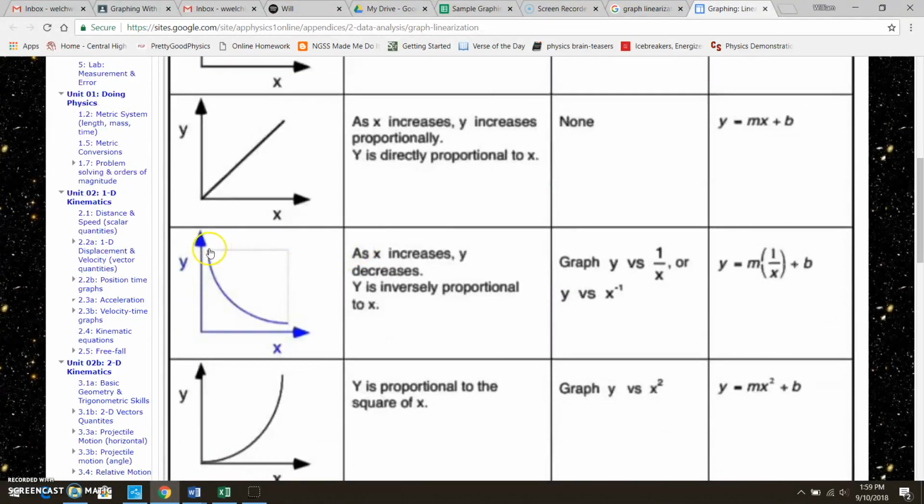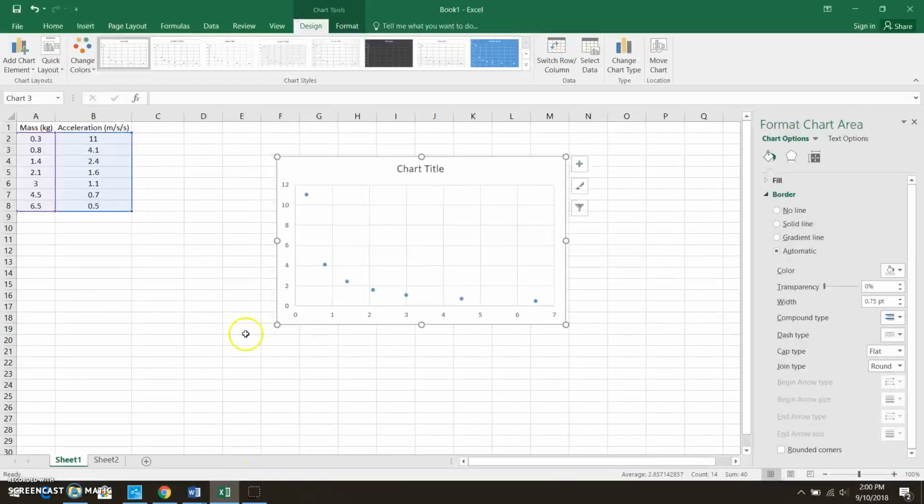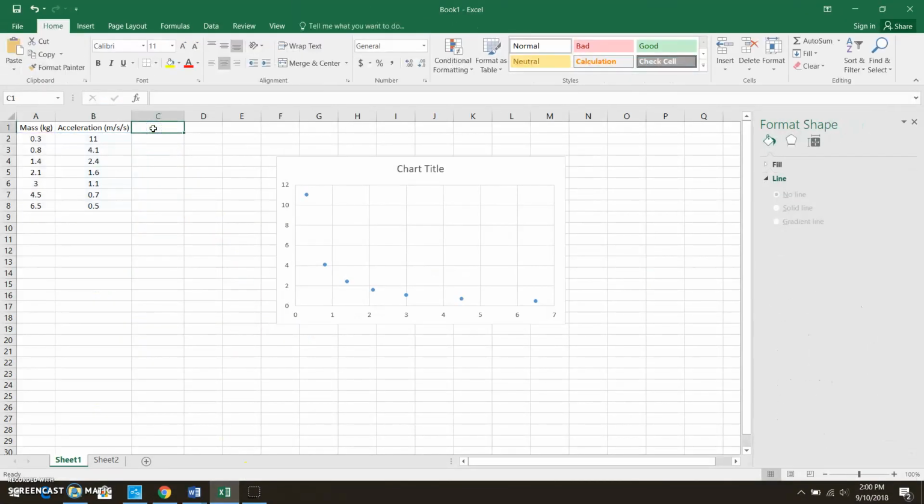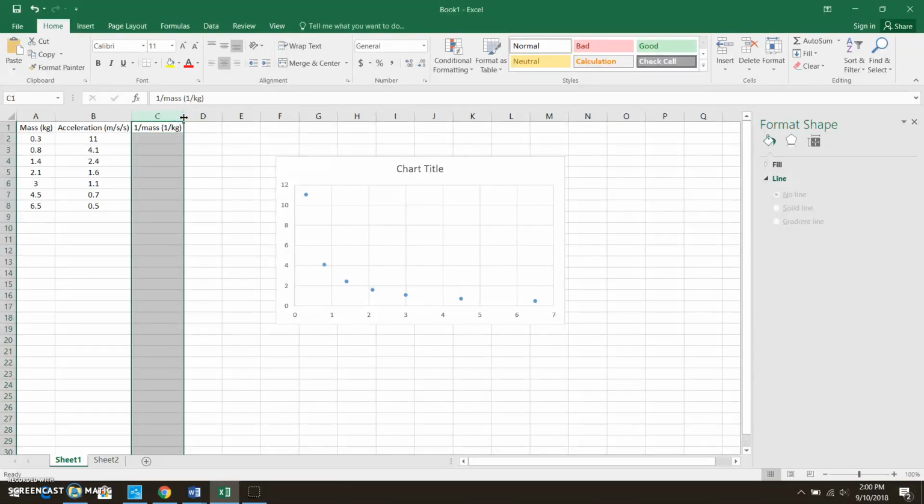So we see that we have this sort of shape here, that inversely proportional shape, so we have to graph y versus 1 over x. Remember, we can actually come in here and manipulate this ourselves. I always like to keep everything situated with units and titles. And then we can type in a function. We don't have to do this over and over again.